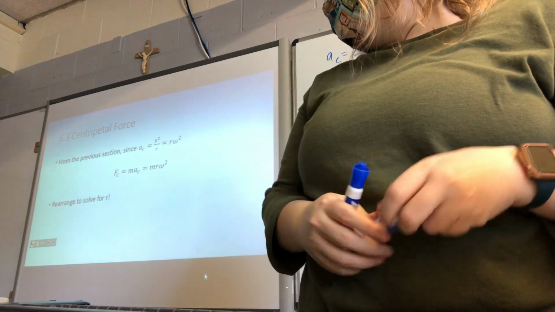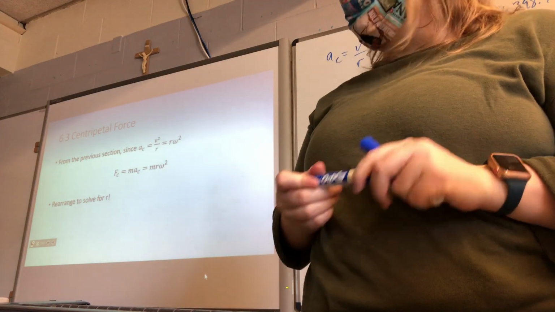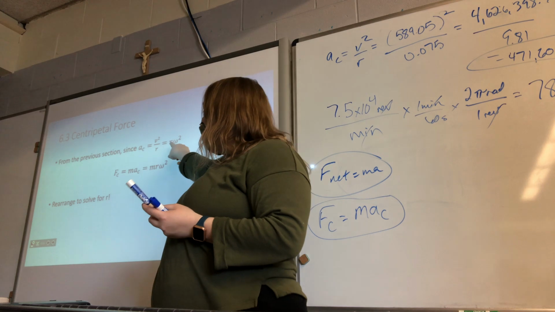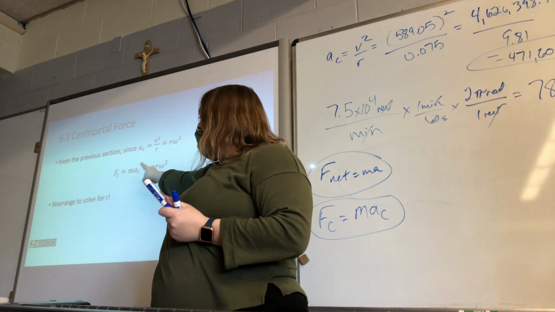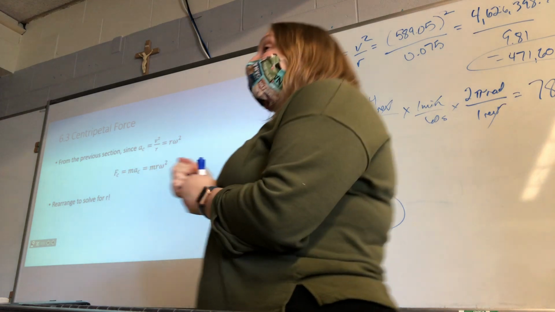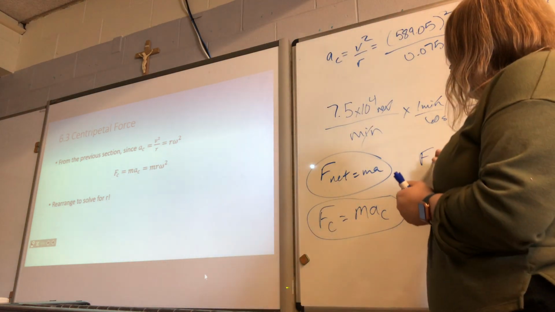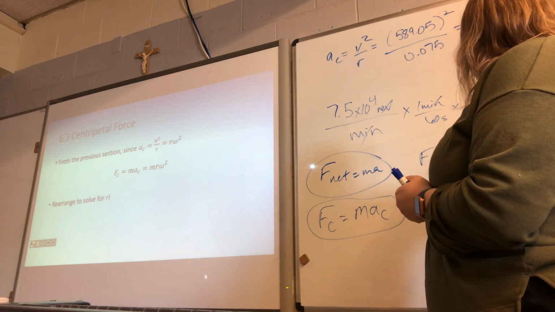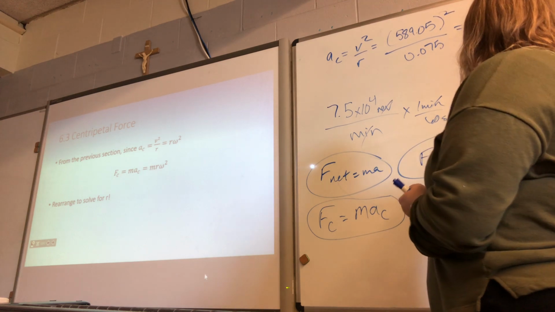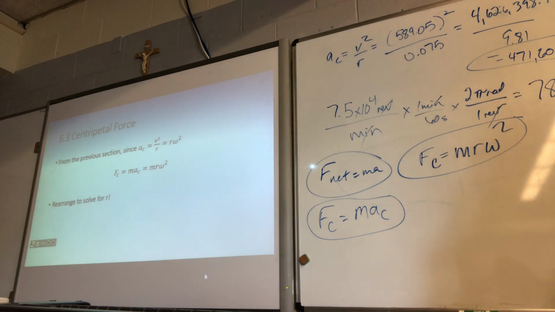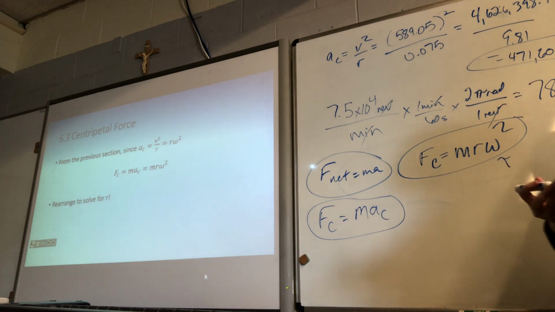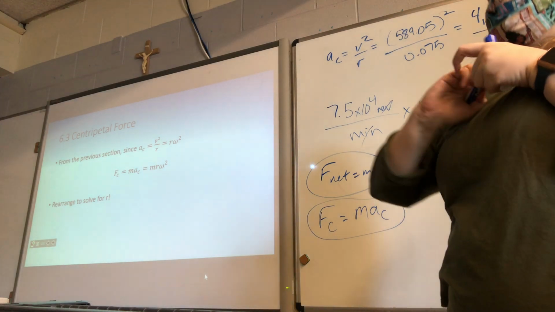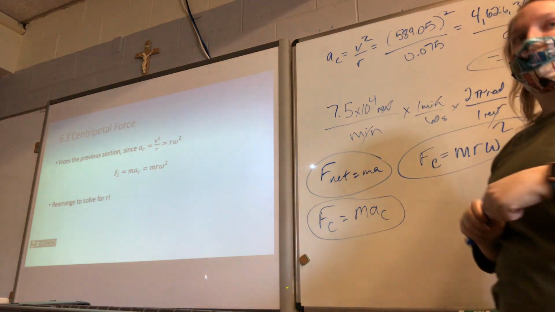All right, according to Newton's second law, we have FC. Remember we said AC could be substituted for R w squared. So we could also get the centripetal force equation, FC equals this. I want you to do what it says. It says to rearrange to solve for R. Rearrange this equation to solve for R on your own. Humor me.